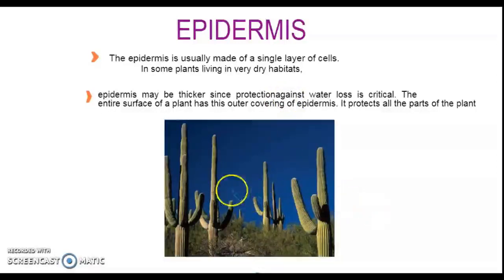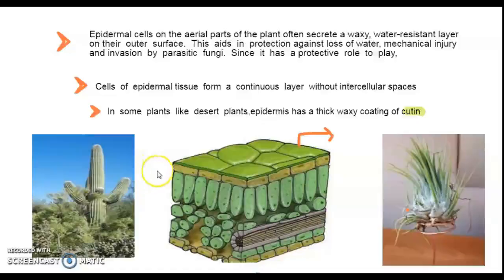The best example of epidermis is the plant that lives in a dry habitat, like the cactus. They have thicker epidermis as they need to prevent water loss, because if they lose the water, they will not be able to survive in that hot climate. As you can see here, this is the epidermal cell of a leaf. So, what does this epidermal cell do?